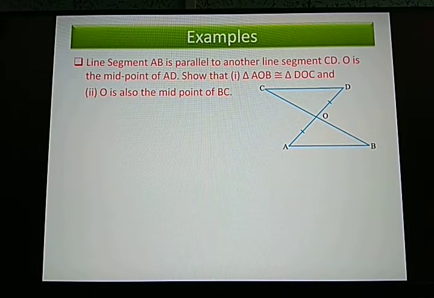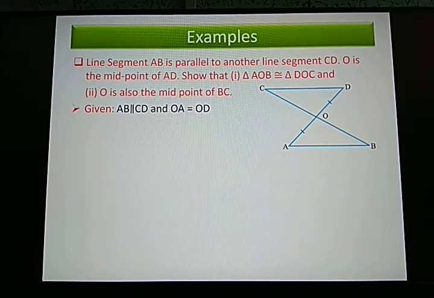Now here you can see that line segment AB is parallel to CD. This is given to us. Also, it is given that O is the midpoint of AD. That means OA will be equal to OD. And then we have to show that triangle AOB is congruent to triangle DOC and O is the midpoint of BC as well. So this is what is given in the question. So let us begin. First of all, let us write down what is given to us. We are given that AB is parallel to CD and OA equals OD.